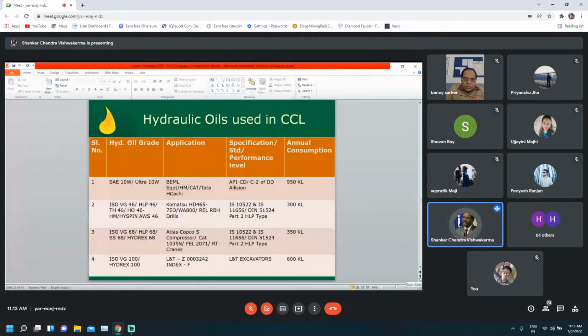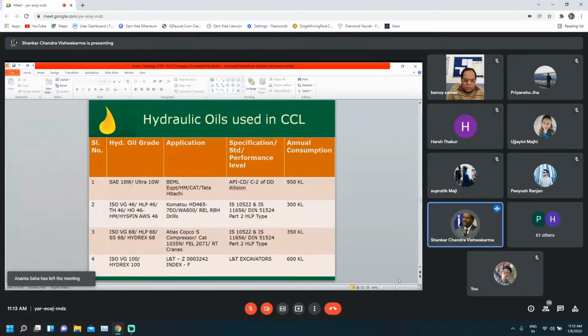Then we have hydraulic oils. Hydraulic oil is SAE 10 or Ultra 10, or maybe ISO VG 46. ISO VG 46 is very, very important. ISO VG 68 is also there. VG stands for viscosity grade. Viscosity grade 68 is next to viscosity grade 46, and in some cases 33 also.